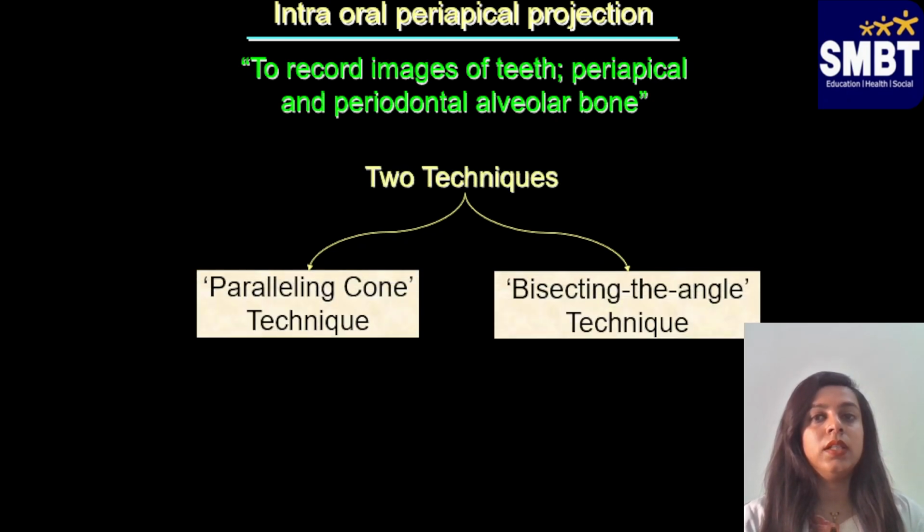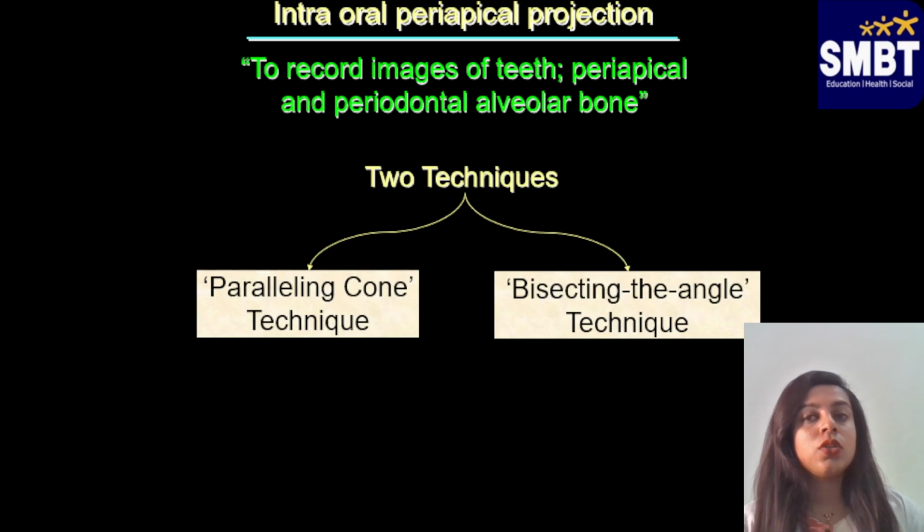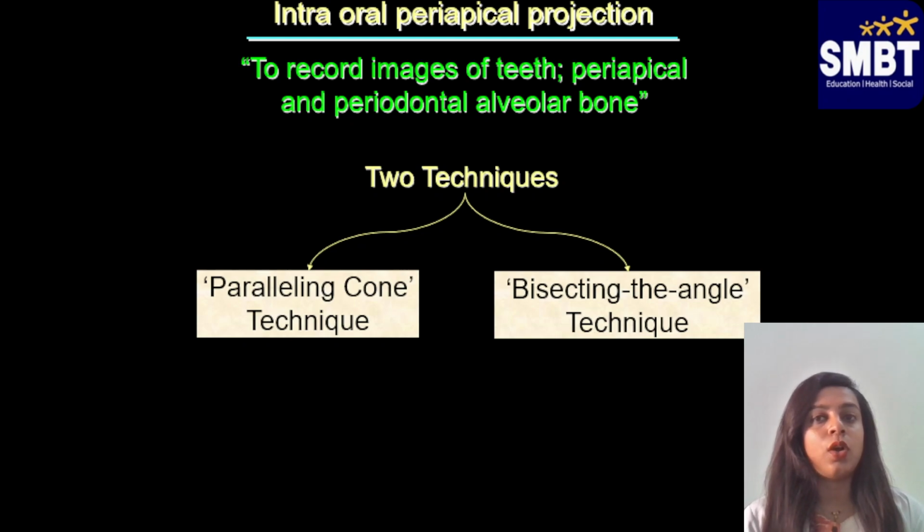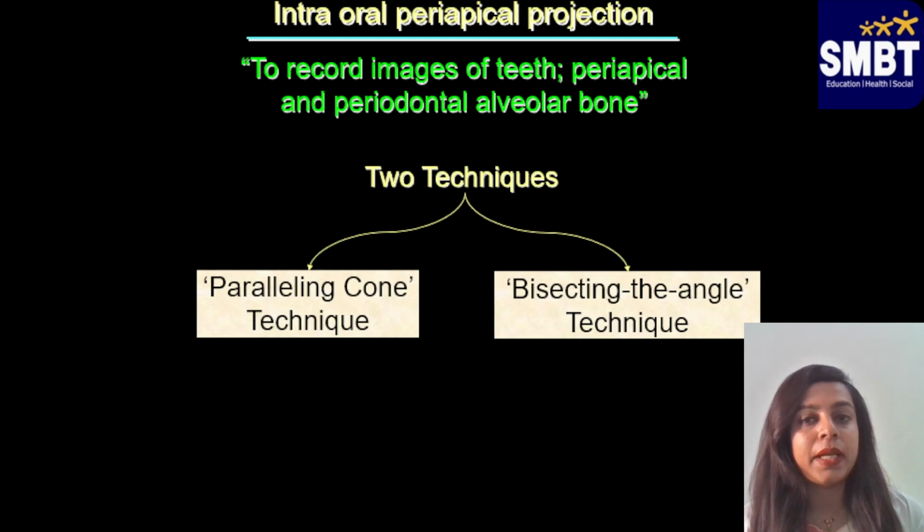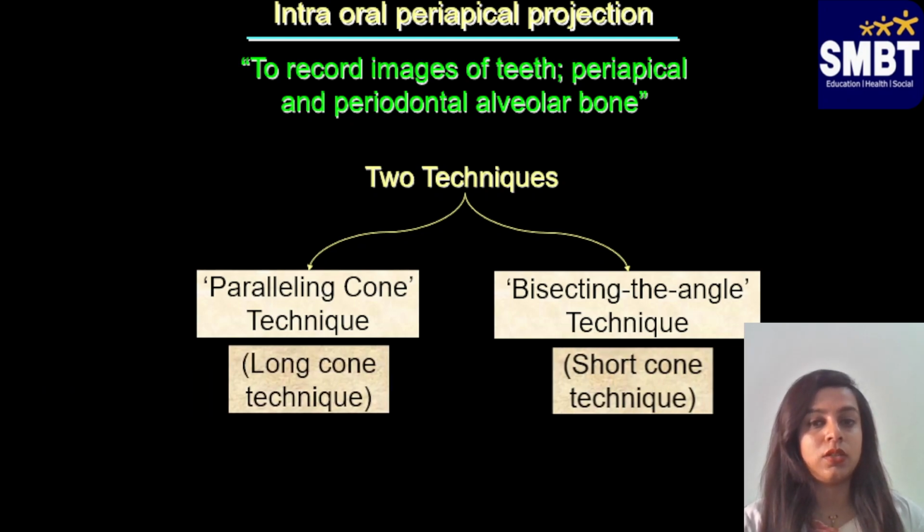Intraoral periapical, the word itself says intraoral. Periapical is around the apical structures of the tooth. So this projection is used to record images of teeth, periapical and periodontal alveolar bone. The 2 techniques of intraoral periapical projection are paralleling cone technique, also called a long cone technique, and bisecting the angle technique or the short cone technique.